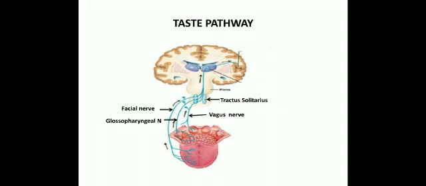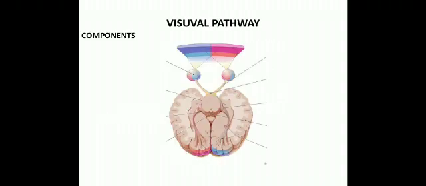After a relay in the tractus solitarius, the solitariothalamic tract is formed, which becomes a part of the trigeminal lemniscus and reaches the ventroposteromedial nucleus of the thalamus of the opposite side. Another relay here takes the fibers to the lowest part of the postcentral gyrus, which is the area for taste. So, next we will discuss the visual pathway.